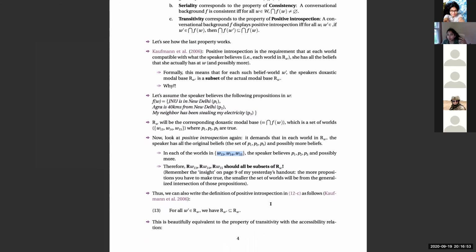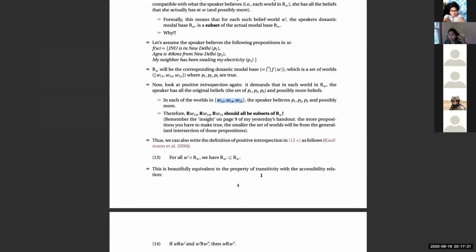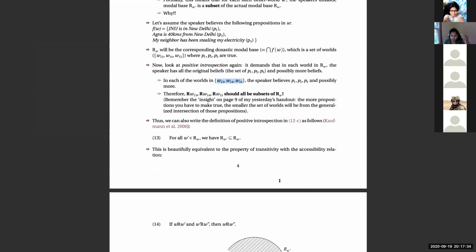So you can write positive introspection as follows. For all W prime that exists in my original accessibility relation, which is, let's say, doxastic in this case, we have to have, this is the requirement. RW: for all worlds accessed by my accessibility relation, the accessibility relations from each of those worlds have to be a subset of the original accessibility relation. Okay, because more propositions are possible in each of those worlds that the speaker believes.